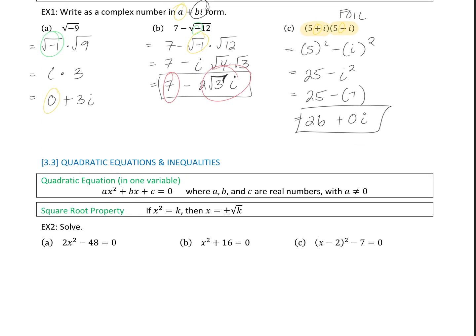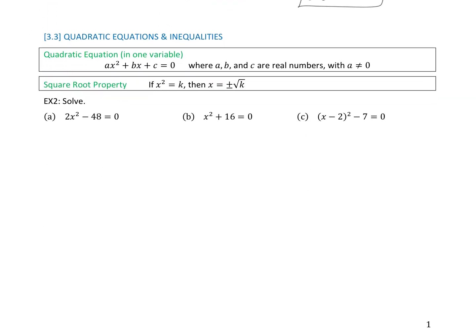All right, so now let's take a look at quadratic equations and inequalities. Again, we have a quadratic equation. We have an a value and then an x squared. That's the thing that makes it quadratic, is that x squared. And then bx plus c equals 0, where a, b, and c are real numbers. Now one property we have for solving these is the square root property. Basically we have our x value squared equal to a number, and then we can take the square root of both sides and have plus or minus k.